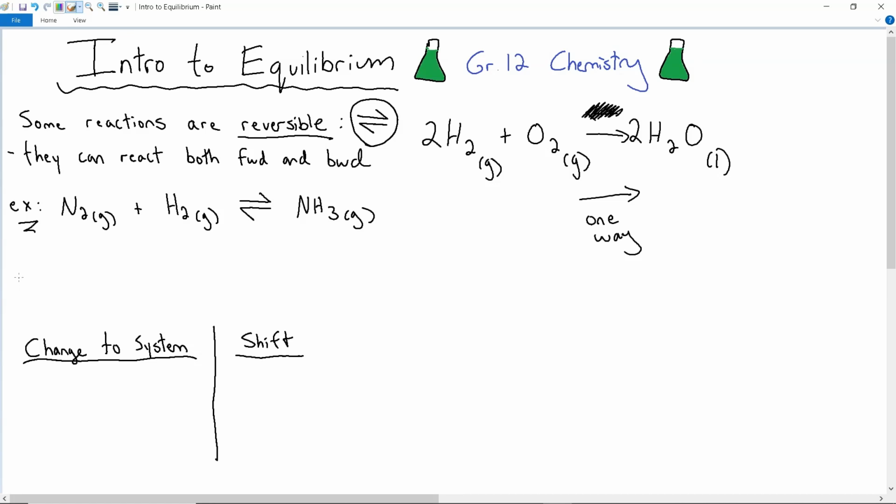However, the reaction will eventually reach equilibrium, meaning the rate of the reaction going forward will equal the rate of the reaction going backwards, and we will have stable concentrations of both our reactants and products.